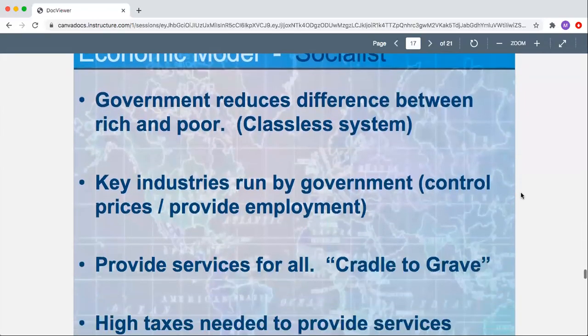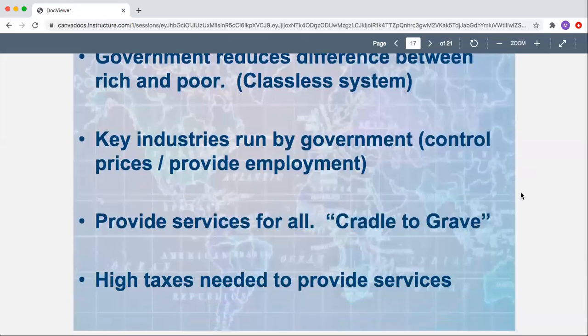So socialist is kind of in the middle. It says government reduces the difference between rich and poor. So it's more of like a classless system. Key industries are run by government. They control the prices and provide employment, but they provide services for all. It's called the cradle to the grave, meaning they support you from birth to death.